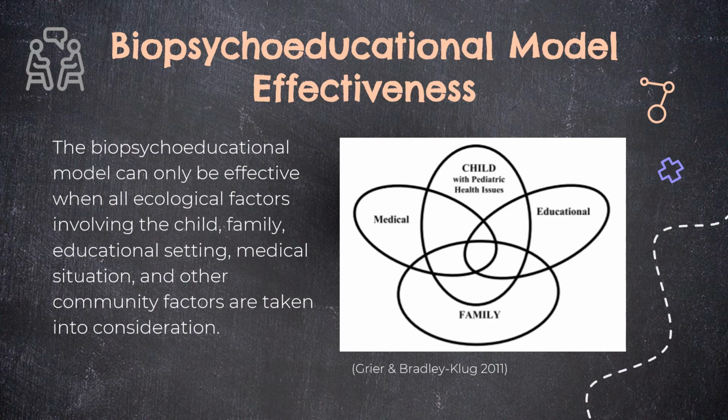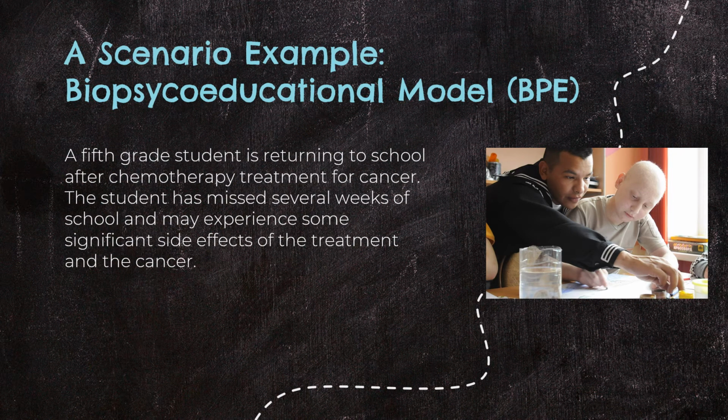The biopsychoeducational model effectiveness. The biopsychoeducational model can only be effective when all ecological factors, including the child, family, educational setting, medical situation, and other community factors, are taken into consideration. And you can see in this diagram here that all four of those circles need to collaborate to be an effective model.